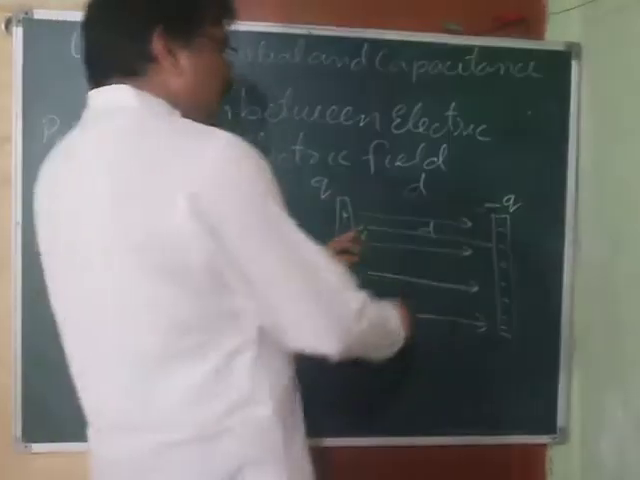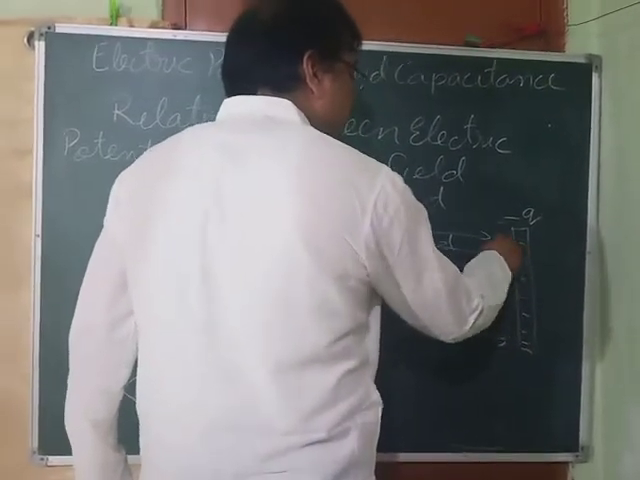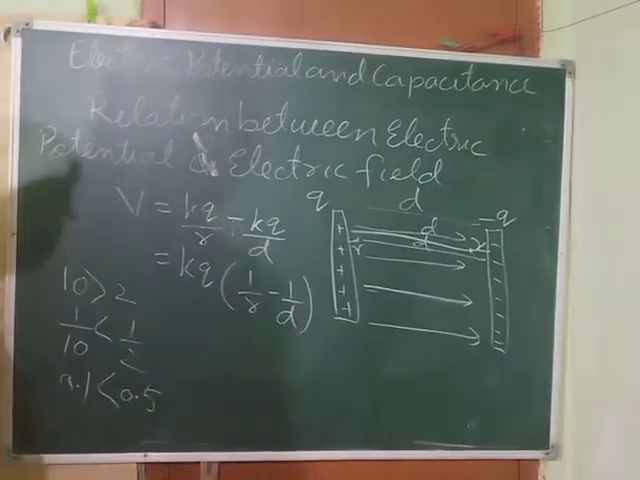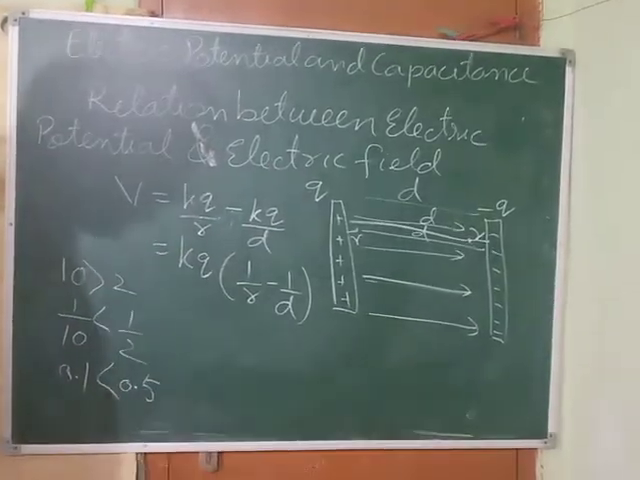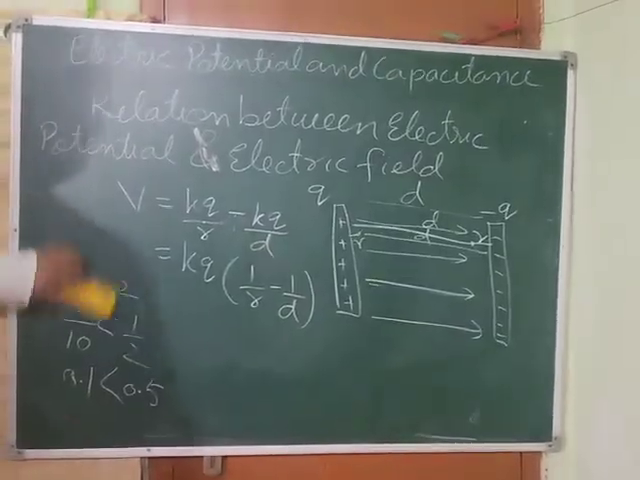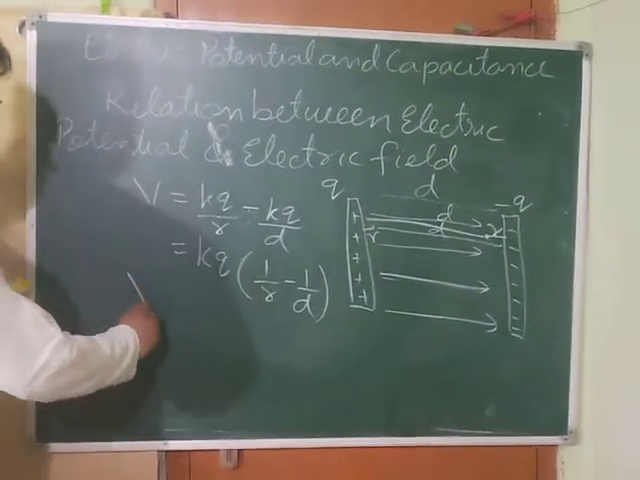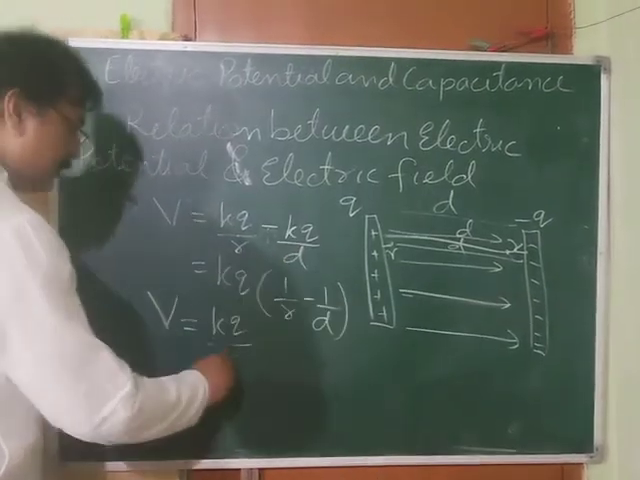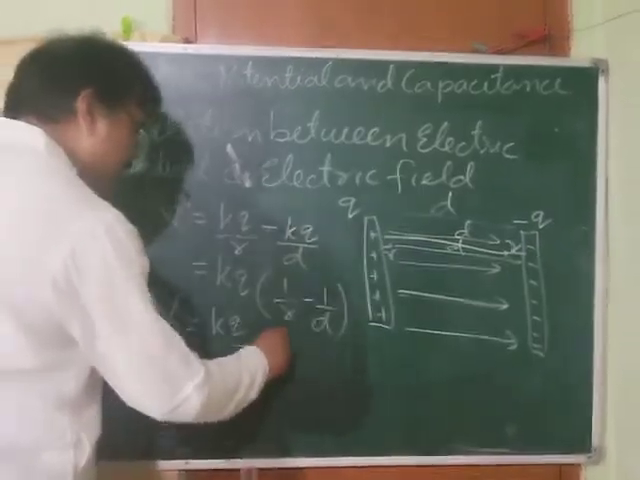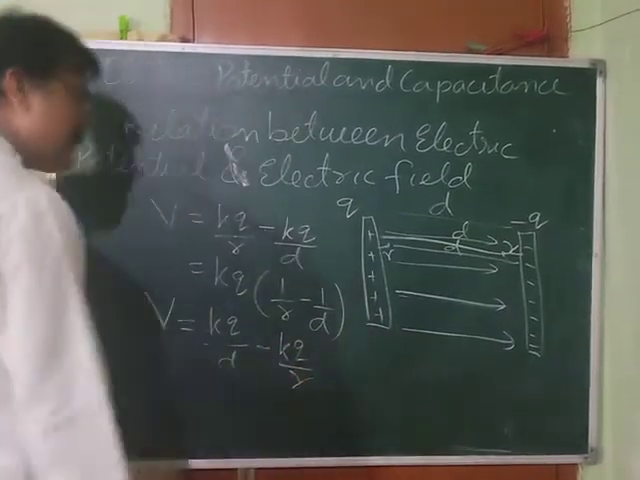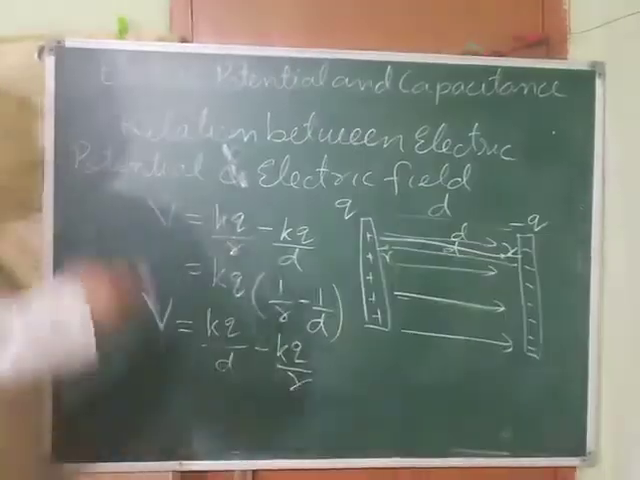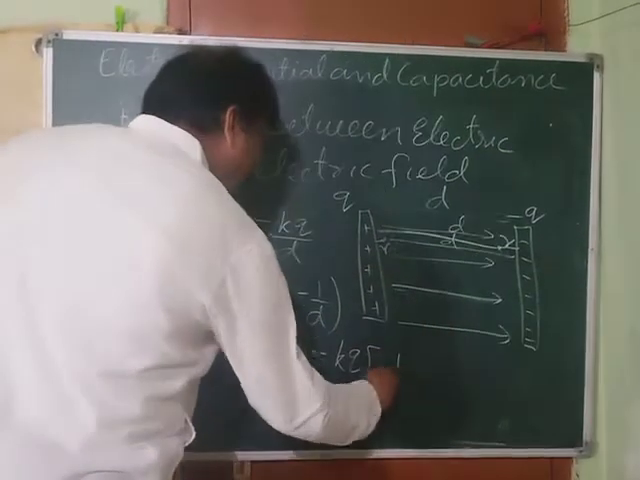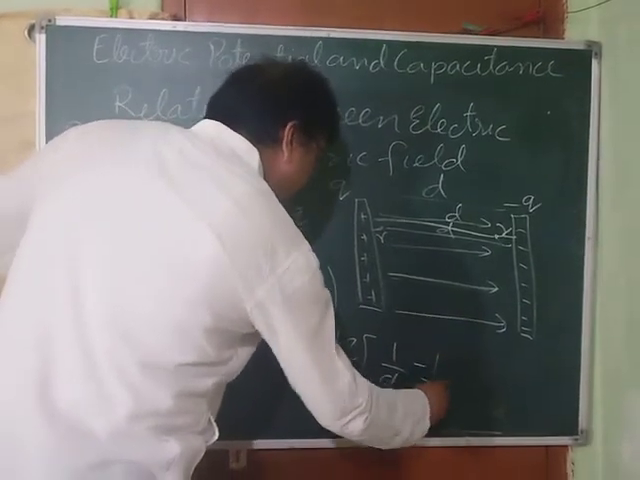Now suppose a point is here, which is at distance R from here, and from here its distance is D, obviously. Then what is the potential at that point? Let us see. V is equal to KQ upon D minus KQ upon R at this point. Now, KQ we can take common. We will have 1 by D minus 1 by R.